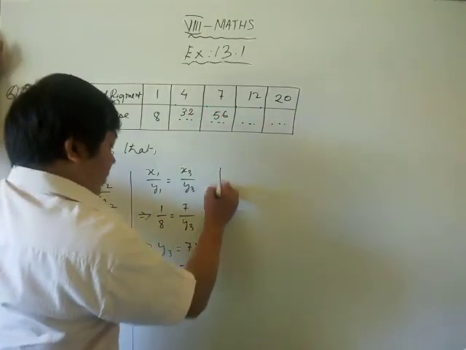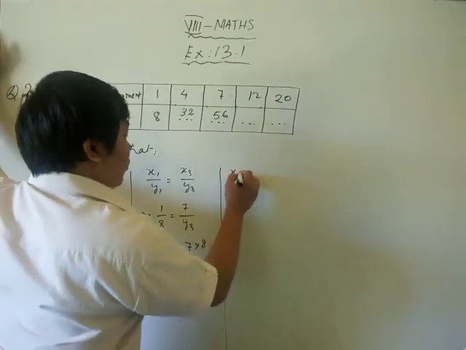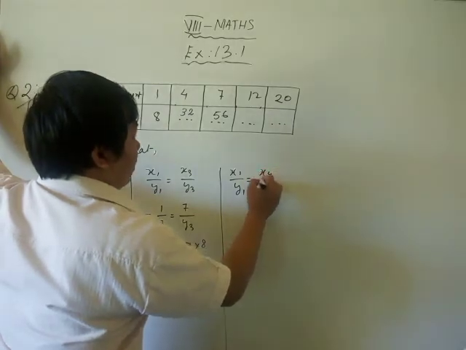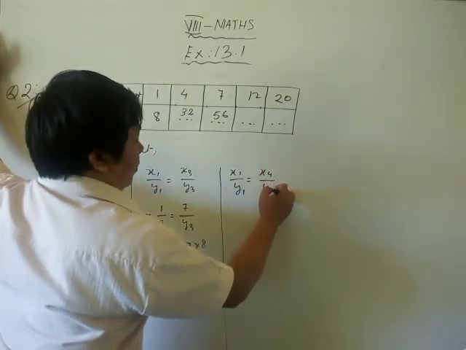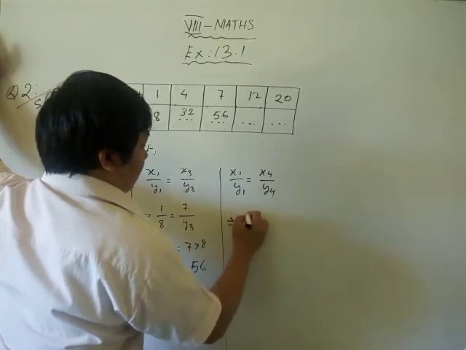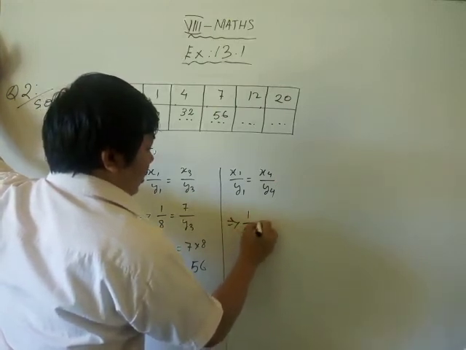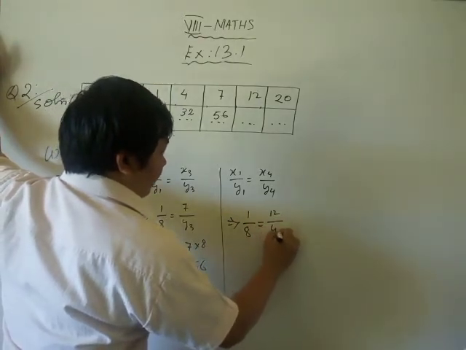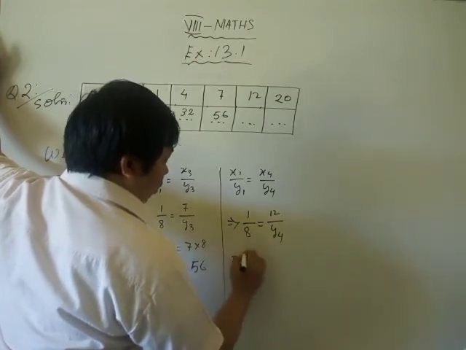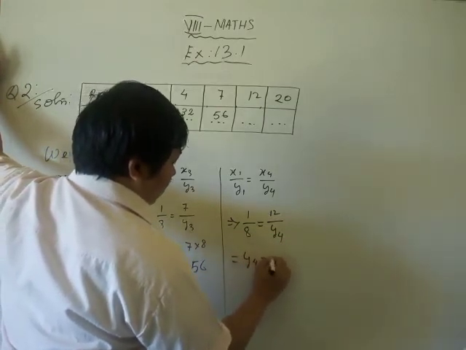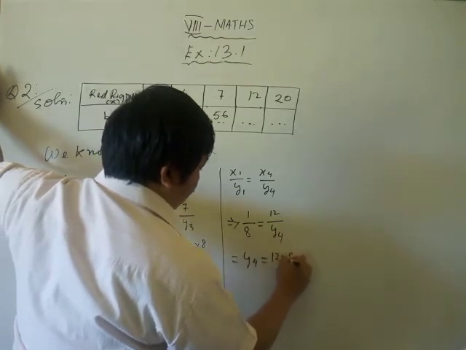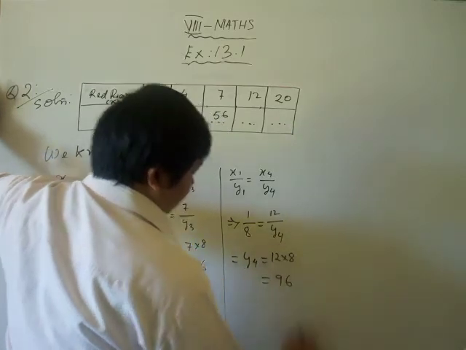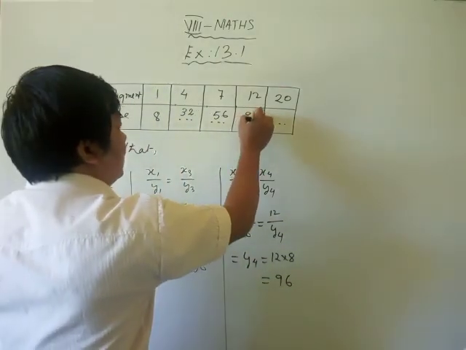Okay. Next, we know that x1 by y1 is equal to x4 by y4. This implies that x1 y1 is equal to x4 12. y4 is y4 itself, isn't it? Yes. That means y4 is equal to 12 into 8. How much? 8 2s are 16, 96. Here we got 96.